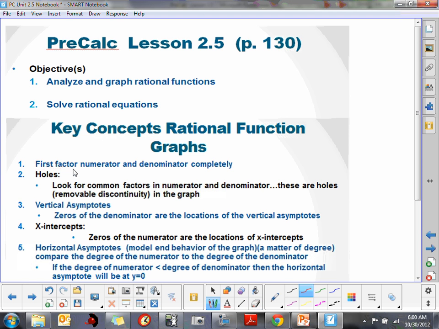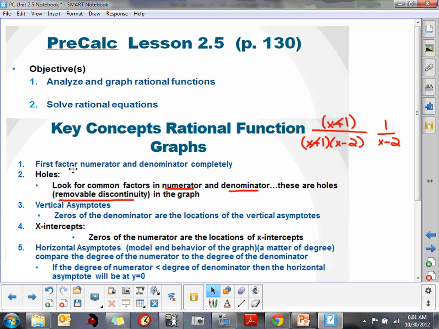Now, you find holes in the graph if there are any common factors in the numerator and in the denominator. If you have that, it'll look something like this. You might have x plus 1 all over x plus 1 times x minus 2. If you have common factors in both the numerator and denominator, then they can reduce, which will be 1 over x minus 2. Now, this concept we reviewed earlier this year. This is called removable discontinuity. That's why I think it's so important for you to factor first, so that you can find this removable discontinuity, and also you'll see where it comes in handy for our vertical asymptotes and x-intercepts. So that's the first thing I would look for, holes.